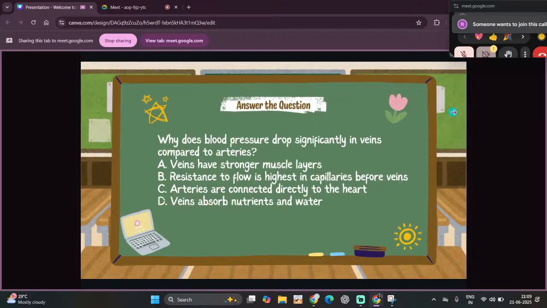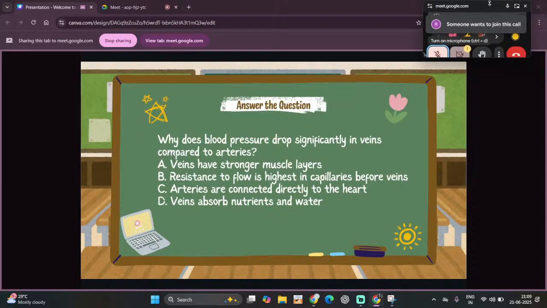All right, guys, one more question. Why does blood pressure drop significantly in veins compared to arteries? We'll wait for y'all's answer. Let's do this real quick. So, I'll repeat the question for y'all. Why does blood pressure drop significantly in veins compared to the arteries?